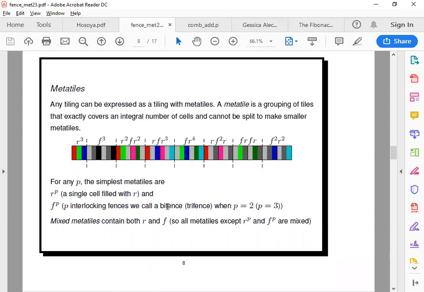The simplest meta tile is simply 3 rectangles next to each other. That will cover 1 square. Another simple one is 3 interlocking fences. So here's the first, second, third, like that. And we call all other types of meta tile, this is an example for P equals 3, mixed meta tiles, and they'll have some significance a bit later.